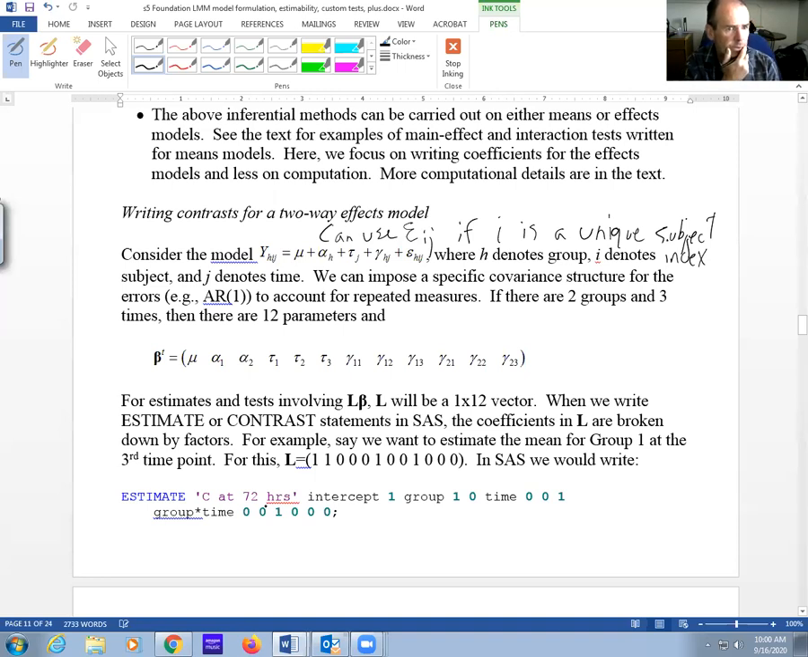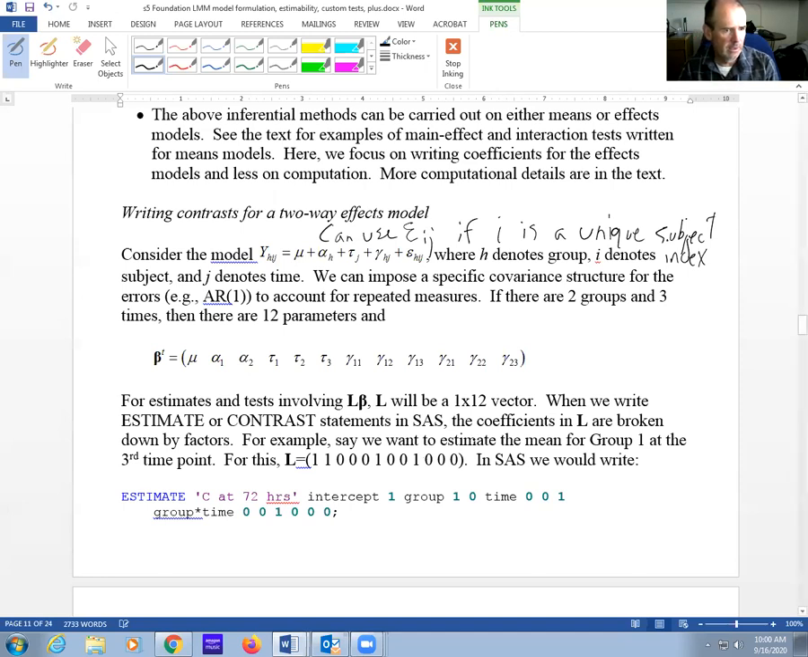Okay, so for that model, if we have 2 groups and 3 times, like we talked about before, here's the set of parameters. Is that a full rank or less than full rank model? Less than full rank, yes. Because we put levels in for each one that we have for both class variables and the interaction. That's right.